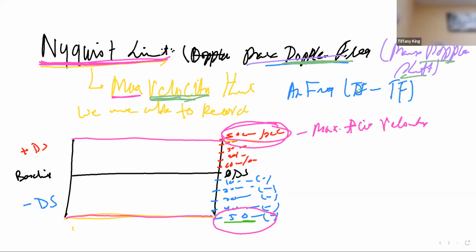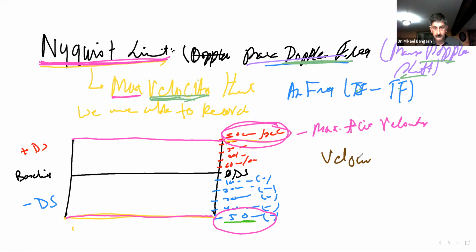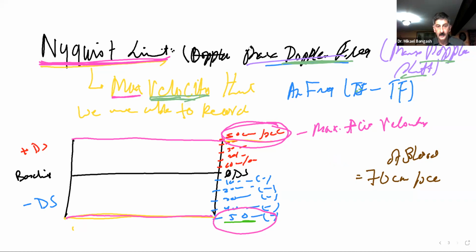Yes. Good. Now let us just say that in our instance the blood flows at a velocity of, let's say, 70 centimeters per second. Well, let's not say velocity. Just for instance, say speed.